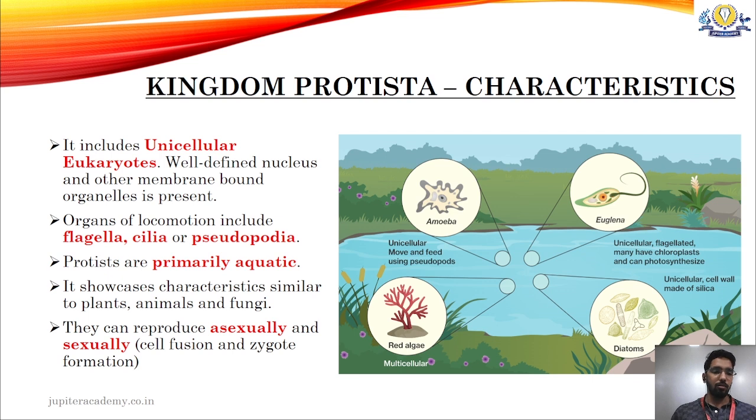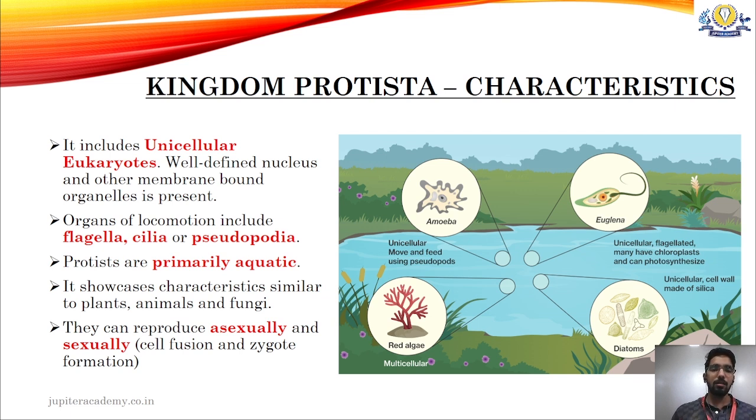Protista are primarily aquatic organisms. They can be seen in freshwater as well as marine water, or sometimes even in stagnant water and moist soil, but primarily they are aquatic. They showcase characteristics similar to plants, animals, and fungi, and that is why we have divided kingdom Protista into plant-like protists, animal-like protists, and fungi-like protists.